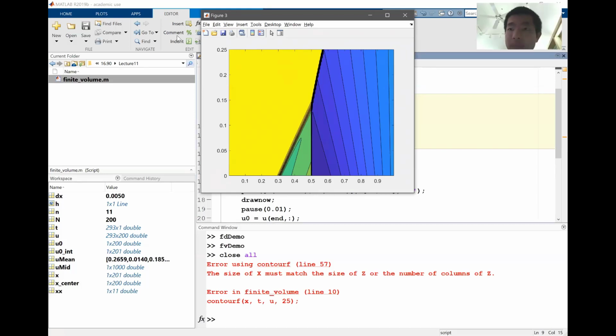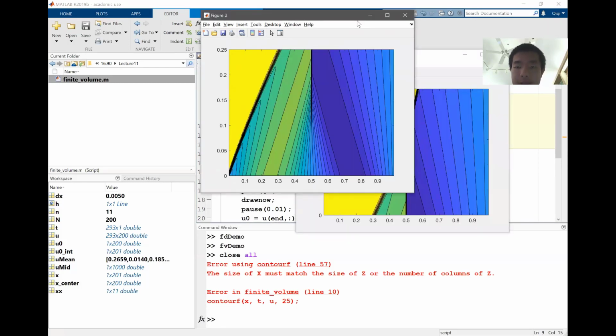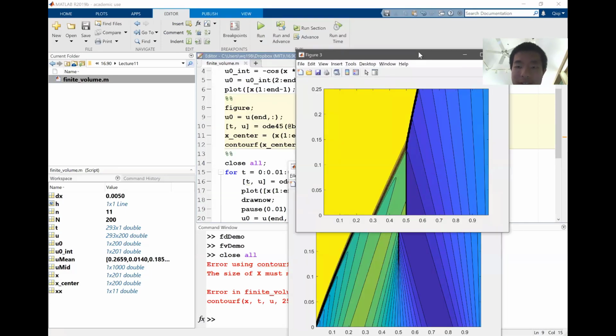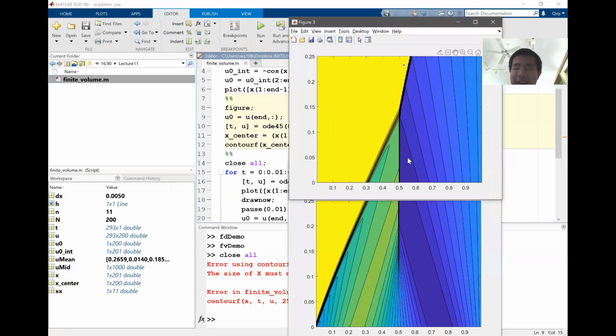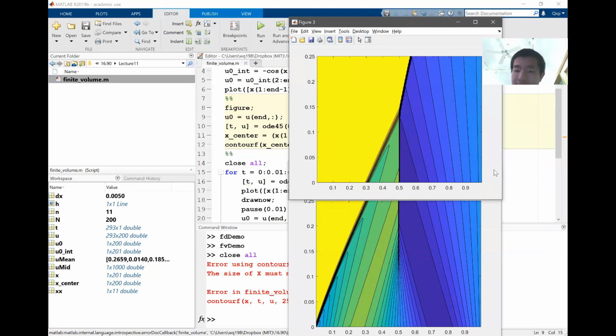I don't know how to move this so I can. Oh, okay, good. So the solution here you can see is right after here. It's a continuation of the solution here. The y-axis is time, the x-axis is space. All right. No questions?